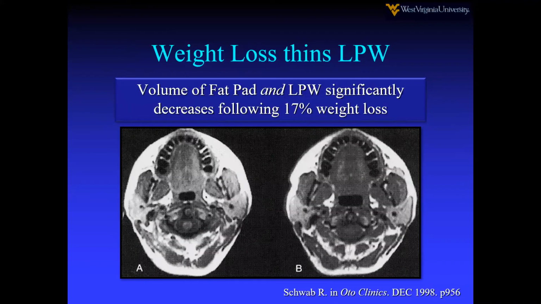And now weight loss, it thins the airway, and you can see in this patient how 17% weight loss actually opened the airway. And I think these are remarkable anatomic slides.